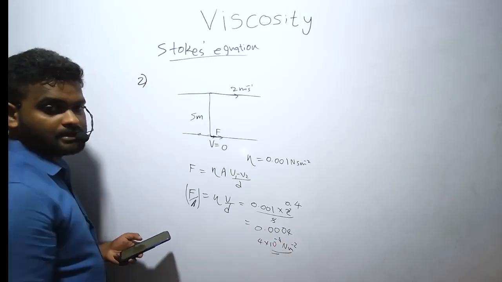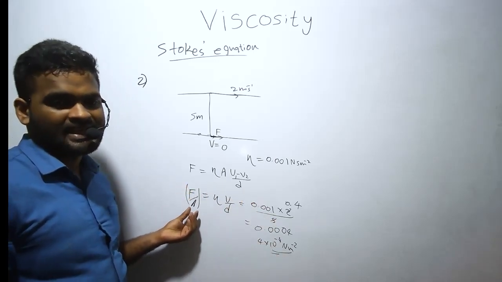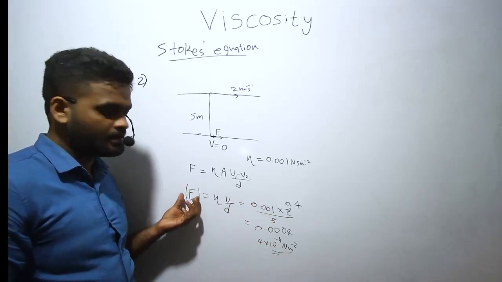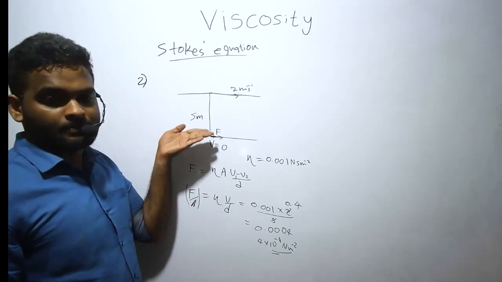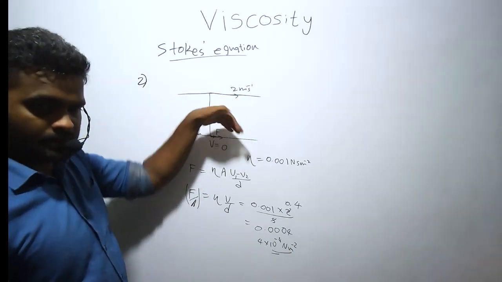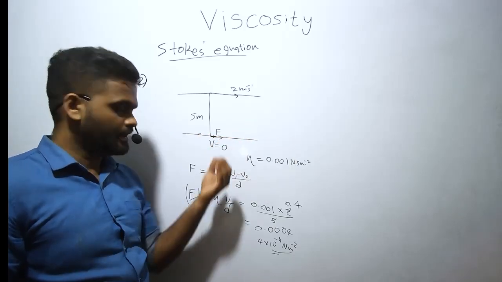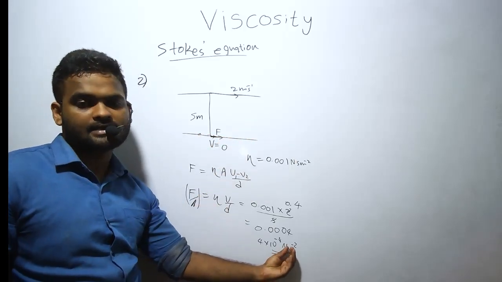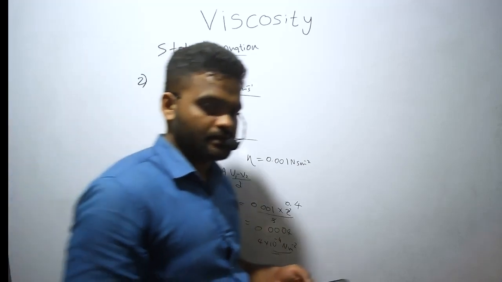Newtons per square meter. Unit is newtons per square meter, right? Because force divided by area. This is not pressure, right? This is viscous force per unit area. Because for pressure, force should be normal. But here force is tangential, right? To the area. So this is not pressure, even though we get the same unit. Yeah, answer is second one. Correct.